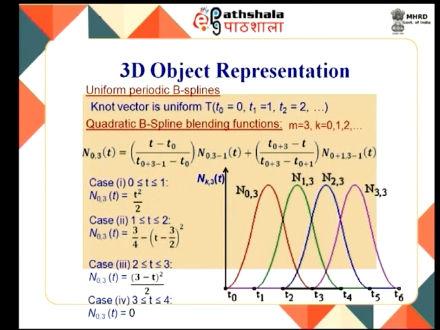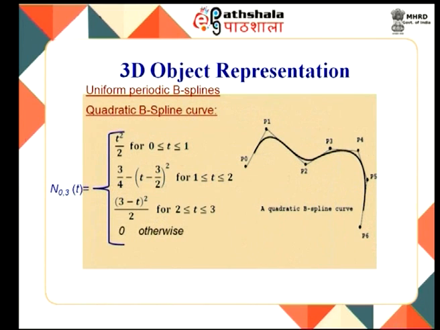So you do not have to do the derivation again as we did for n0 comma 3 of t. Instead, wherever there is t, replace that with t minus 1, and you get the n1 comma 3 of t equations. Similarly, if you want n2 comma 3 of t, replace t with t minus 2 and you get the equations, and so on.